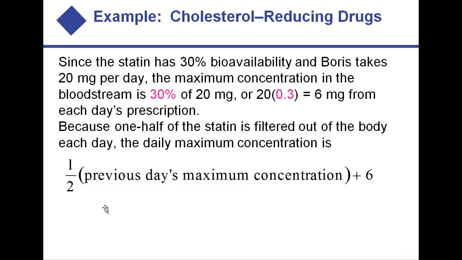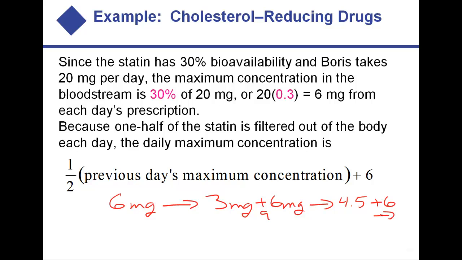But because 1/2 of it is filtered out each day, the daily maximum concentration is going to be 1/2 of the previous day's amount plus 6, right? So think about it this way. He takes a pill and he instantly has 6 milligrams in his body. At the end of the day, 1/2 of it goes away, so he's left with 3 milligrams. And then he takes his next pill, which adds another 6 milligrams to it. So now he has 9. At the end of that day, half of it goes away. He now has 4.5. And then he takes his next pill. And the pattern keeps repeating.